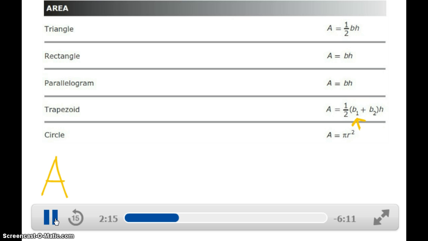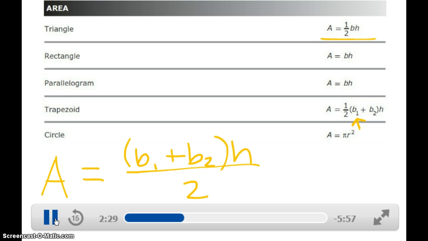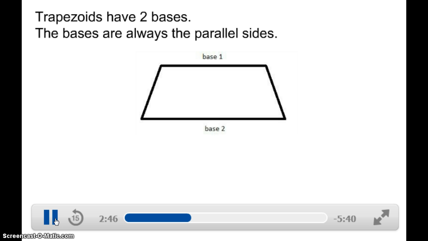Another way to think about it would be just similar to a triangle. Base 1 plus base 2 times the height divided by 2. Because remember, multiplying by 1/2 and dividing by 2 does the same thing. So this is actually the formula that I'm going to use, but I want you to recognize that the formula can also be written as 1/2 times the sum of the bases times the height. So where does that formula come from?